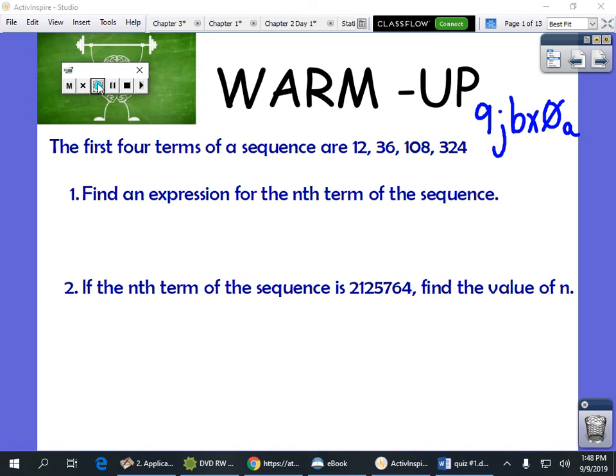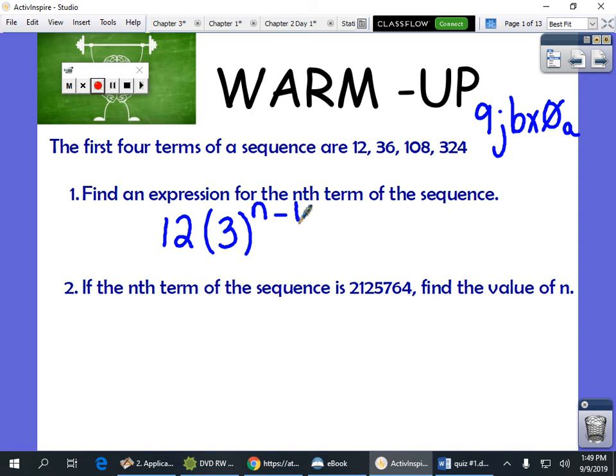So we're going to start with the first term. What's the first term? 12. And then we're going to do what? 3 to the n minus 1 power. Done. That's it. Done. Okay? That ties in with what we're going to learn today. Okay?